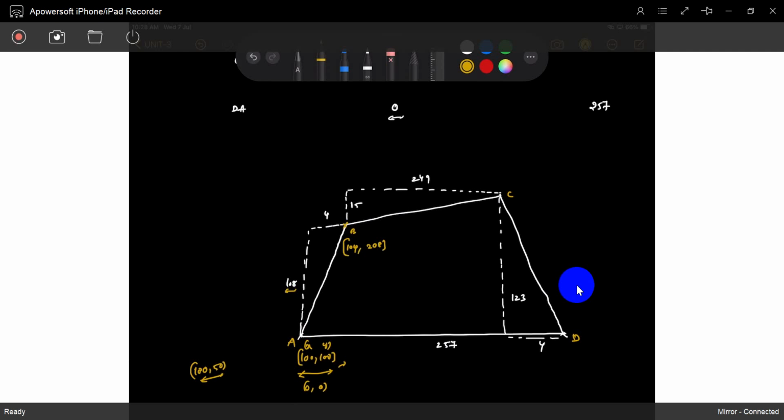Later, what is the C? From this point to this point, 208. So 208 and 15, what is that value? 223. So 223, that is the Y value. X value: 104 plus 249, how much is it? 353.